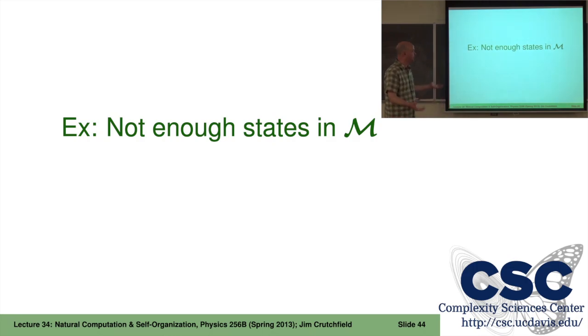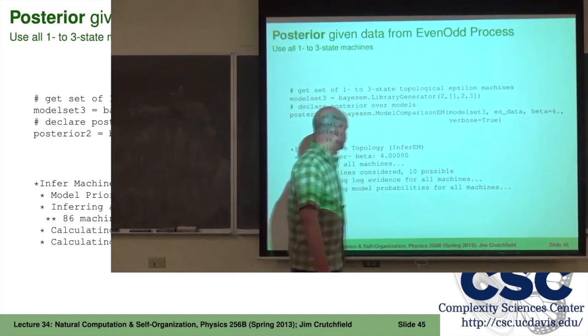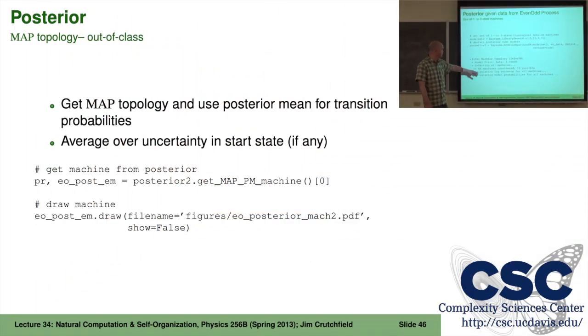So the first is just not enough states in the set. The code, again, is the same thing, except now we only have 1, 2, and 3-state topologies. And we're going to give it the EvenOdd data that we generated before. So it's exactly the same data we did before, but we now don't have the correct topology in there. Otherwise, we're using beta equals 4 again. And now when we run it, we see that there are only 86 topologies in the 1 to 3 set, and 10 are possible.